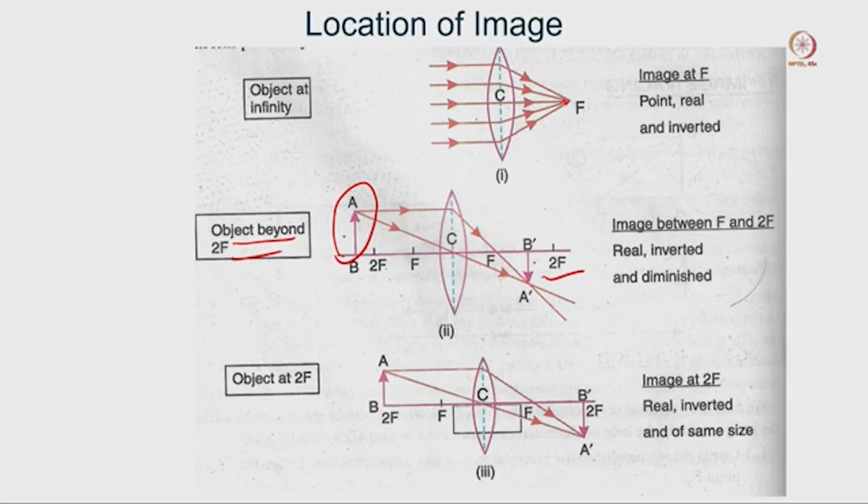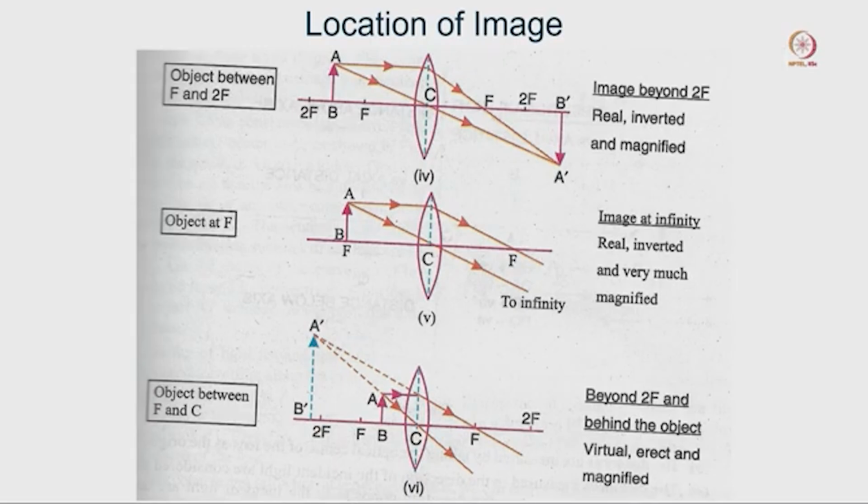Okay. Now we already discussed that if we have an object at 2f distance, it will always form an image of the same size. It will be an inverted image, the same size, and it will form at the 2f position.